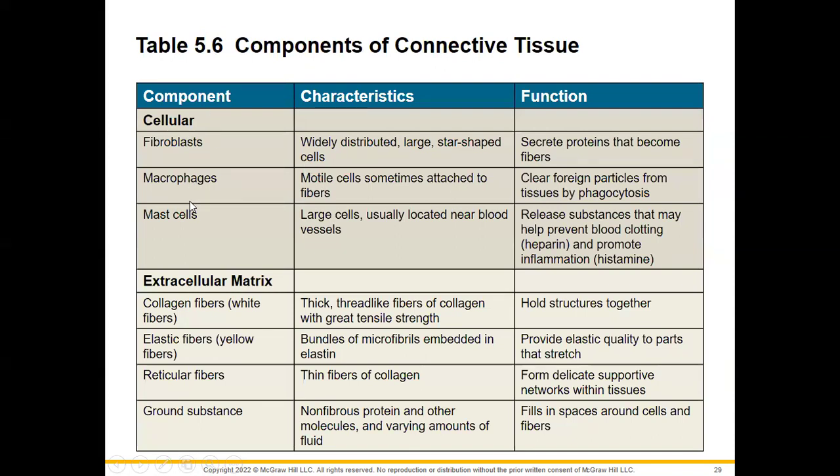Fibroblasts, macrophages, mast cells, these are going to be the three different types of cells. Here are the characteristics and their jobs. This is what they look like. This is what they do. And here you'll find the different substances that are found in your extracellular matrix.